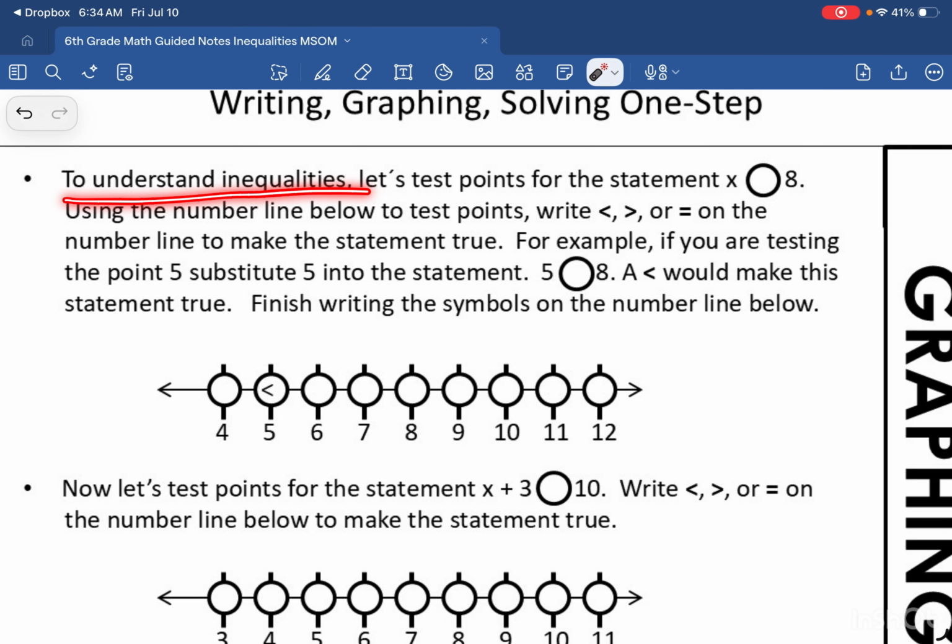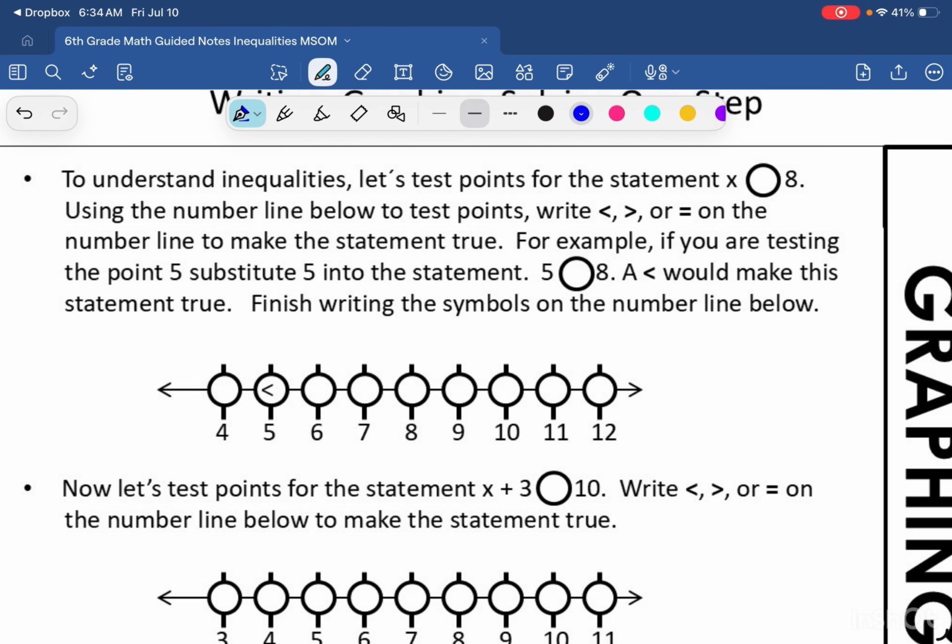To understand inequality, let's test points for the statement x blank 8. Using the number line below to test points, write less than, greater than, or equal on the number line to make the statement true. For example, if you are testing the point 5, substitute 5 into the statement. So then it will say 5 blank 8. A less than sign would make this statement true because 5 is less than 8. Finish writing the symbols on the number line below.